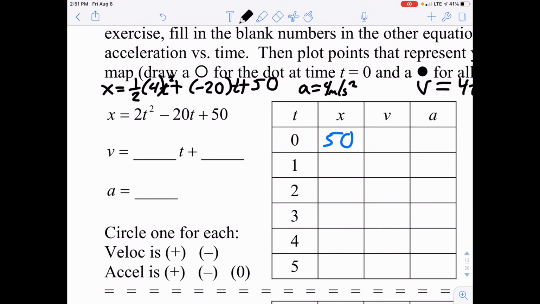If I plug in 1 in place of t here and here, we go 1 squared. 1 squared is 1 times, and then half of 4 is 2, minus 20 times 1 plus 50. And we can see that this is 2 minus 20 is negative 18, plus the 50 would be 32.